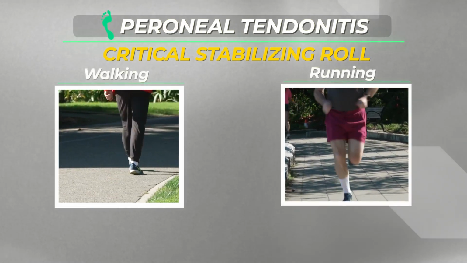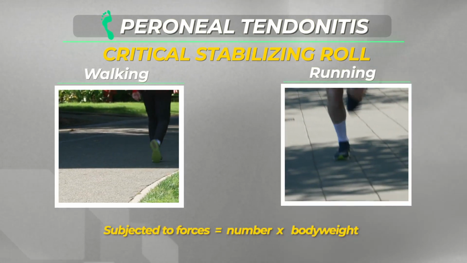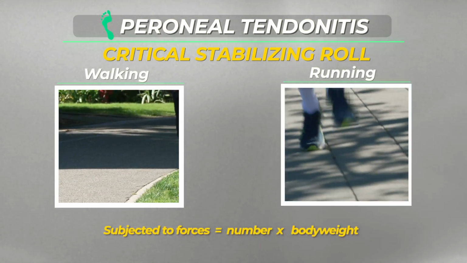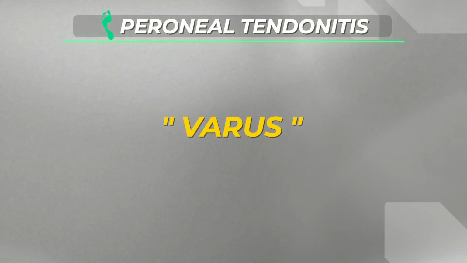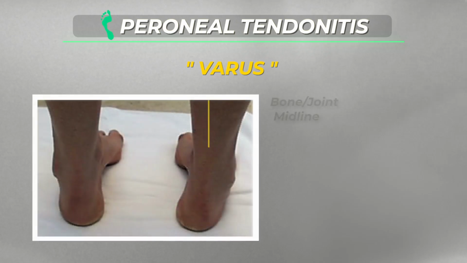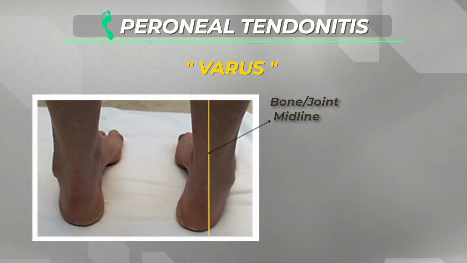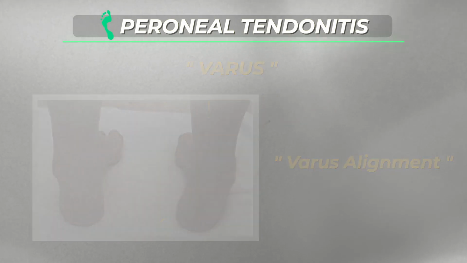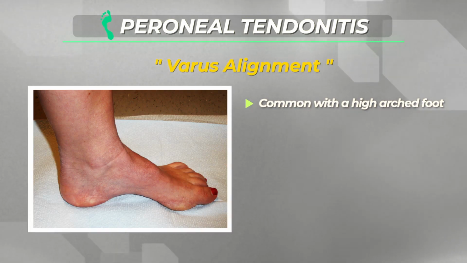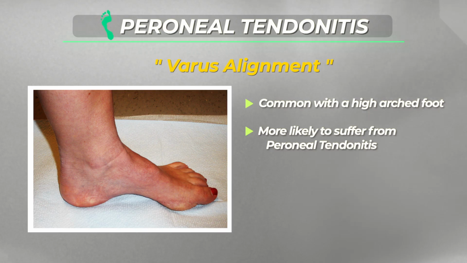These tendons are often subject to forces that are a number of times body weight. What is interesting is that these forces are much greater if the foot is in a varus position. Now, varus is a fancy medical term that essentially means that a particular body part slopes inward towards the midline. In this case, if the hind foot tilts inward, it is said to be in varus alignment. This hind foot position is commonly seen in people with a high arched foot. Therefore, individuals with a higher arched foot are more likely to suffer from peroneal tendonitis as they age.